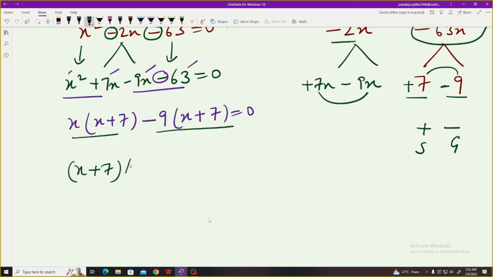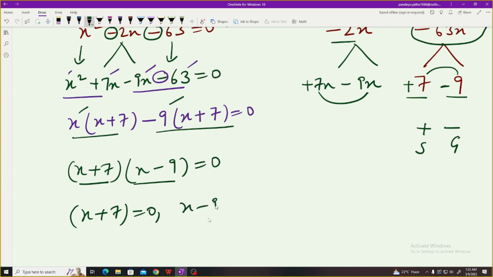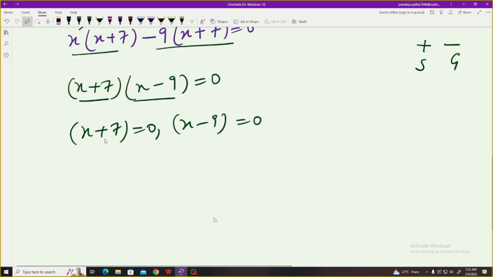Write the common out. From here x is left and from this term minus 9 is left, that is equal to 0. We got two factors, x plus 7 into x minus 9 equal to 0. So equate both the factors with 0. So we get the value of x as minus 7 and x will be equal to 9.